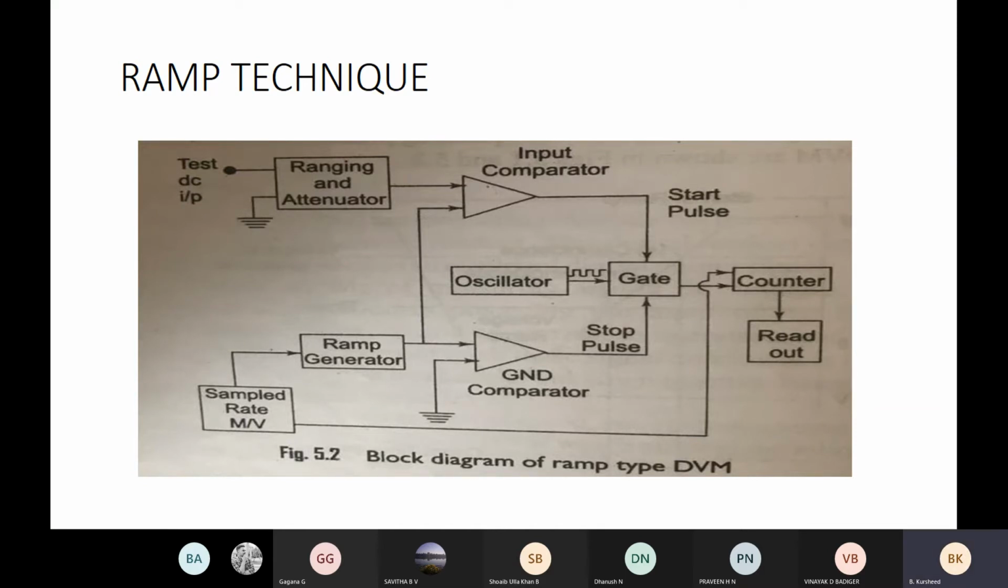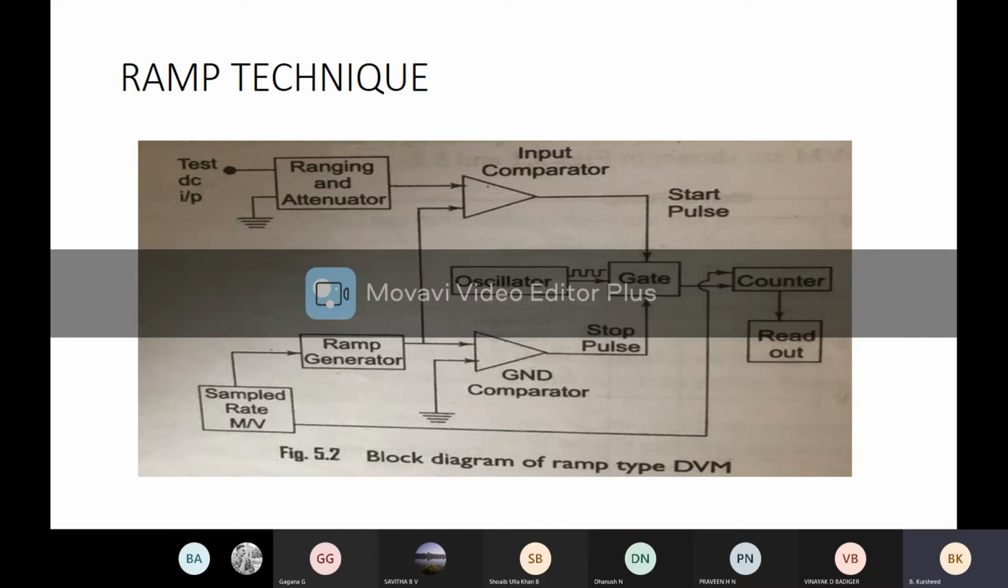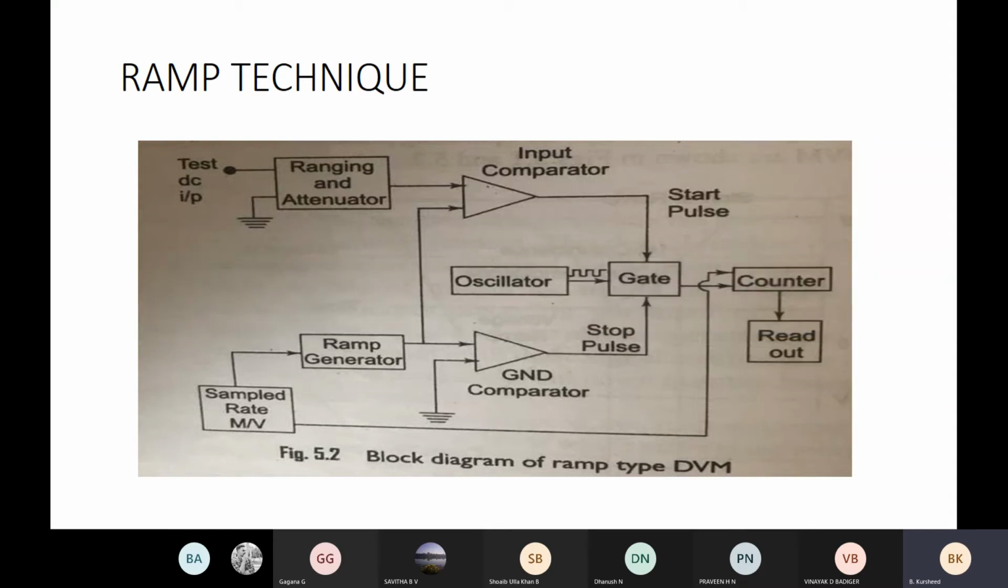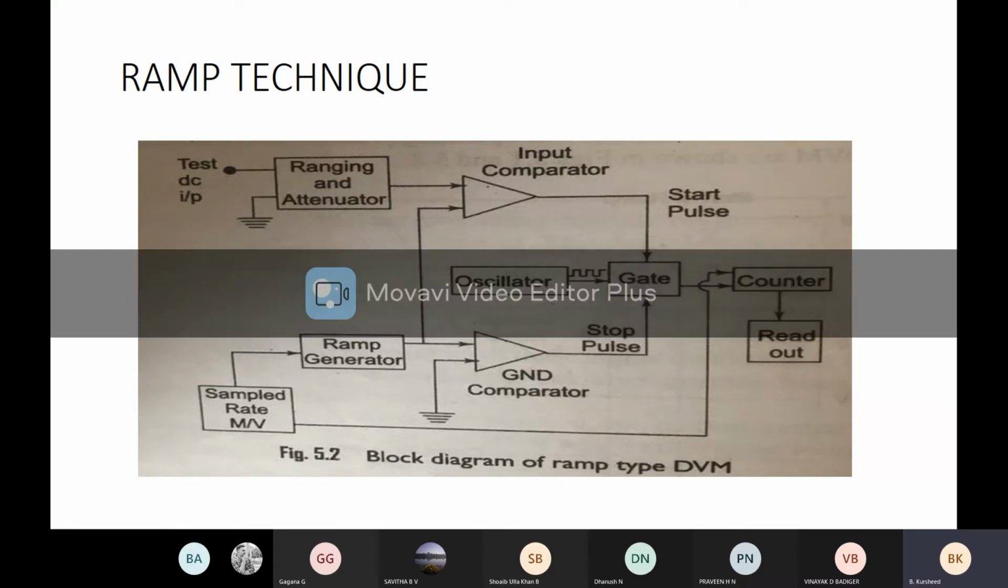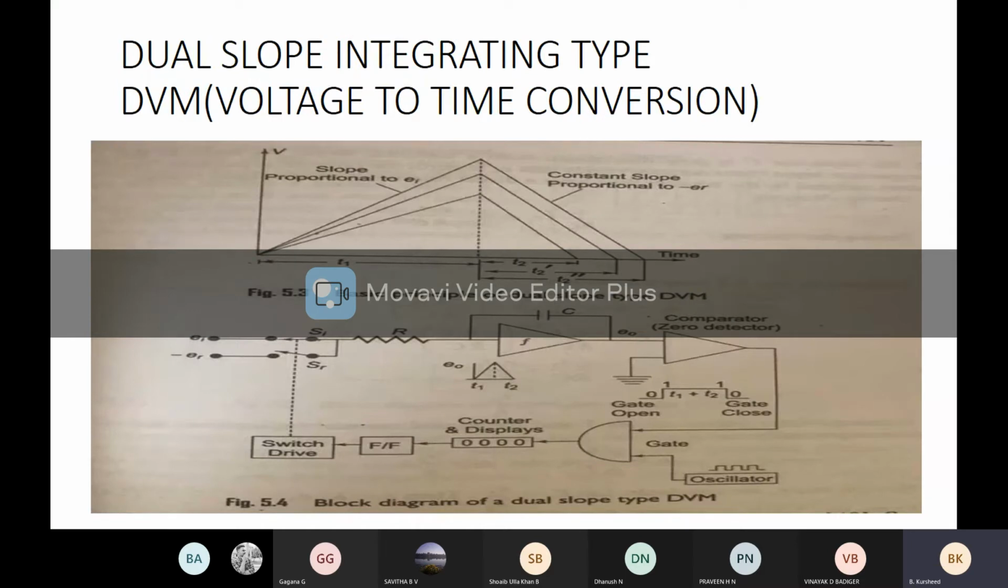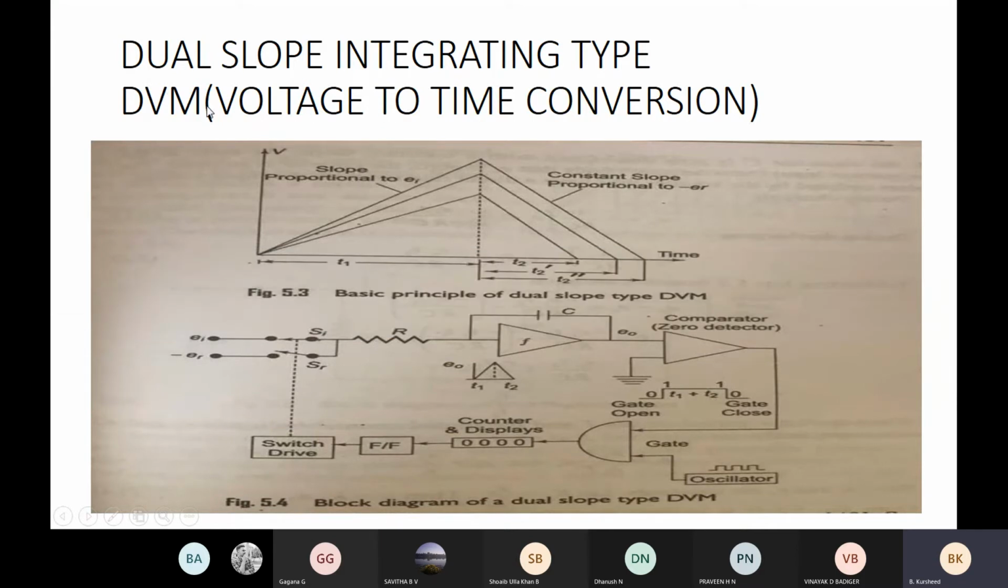When it is converting the analog input to a digital output, along with the analog input, the external noise is included, which is an error in the output that has to be eliminated. In order to eliminate that error, which occurs due to the presence of noise in the input, we are moving to the double slope integrating type digital voltmeter, that is, voltage to time conversion.